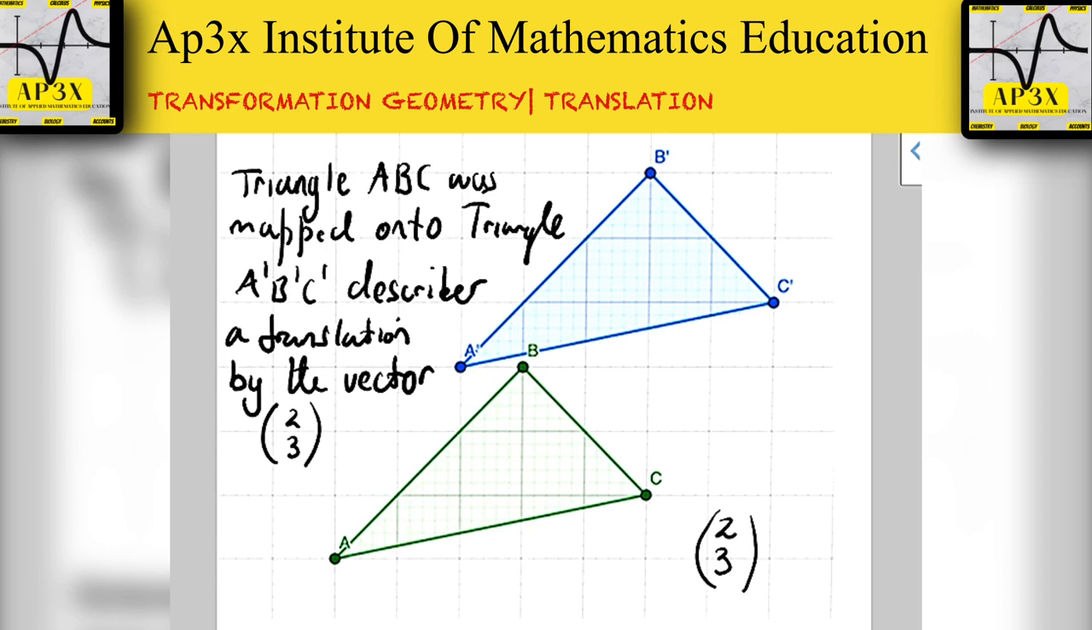All right. So there you have it, guys. That is translation, the easiest of all the transformations when it comes to description, when it comes to plotting points, when it comes to moving the object along the Cartesian coordinate system.